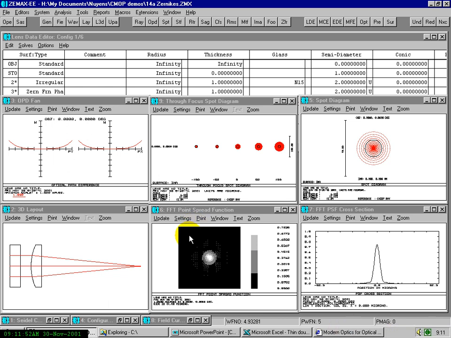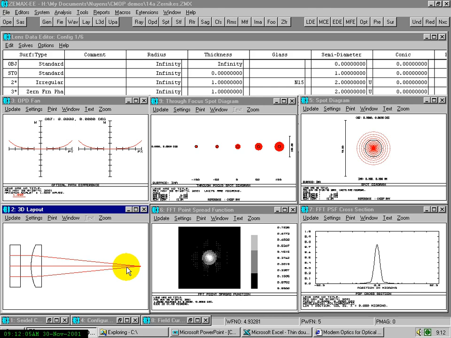Okay, here's a whole screen full, but what we have here is a lens, and a single lens, and this lens suffers from spherical aberration. Here in this diagram you can see the OPD, and you can see that there is indeed fourth order spherical aberration.